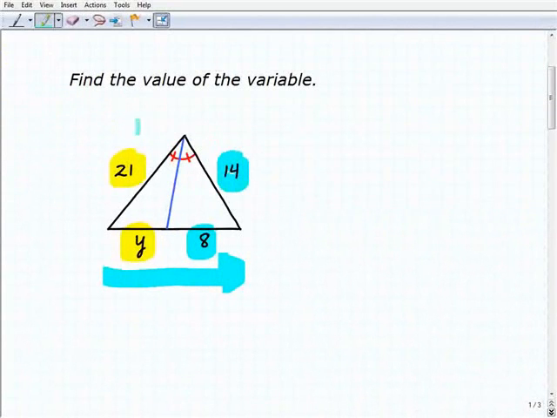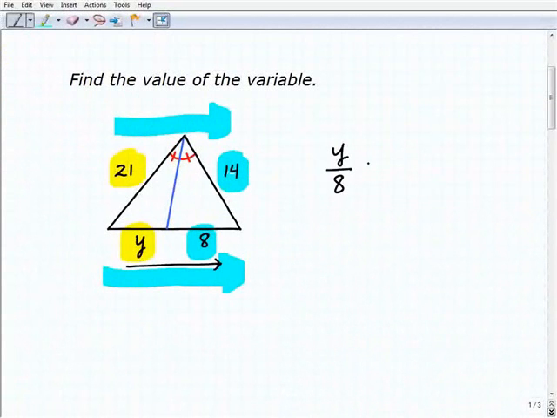Once you see the first problem set up, you'll be like, okay, this is actually quite easy, if you had a little trouble with it in the lesson. So I'm going to go y over 8 is equal to, now notice I'm going from left to right again, 21 over 14. Notice that these two are my numerators, and the last two are my denominators.